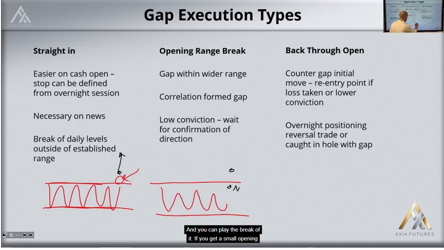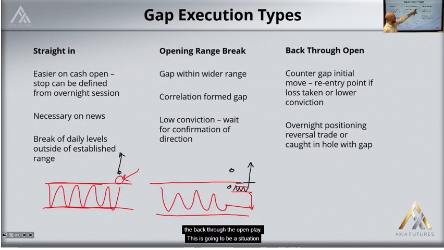If you get a small opening range here, you can play the break to the upside, which gives you the break of the wider range, or you play the break to the downside, which gives you the reversal target. And that's the trade that you're looking for. So it's always about asking, well, what's the structure going into this? What does this mean for the next leg of any kind of movement?